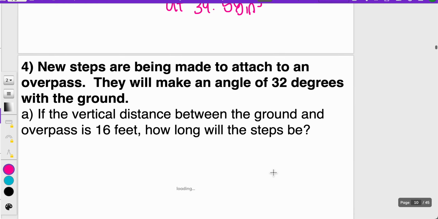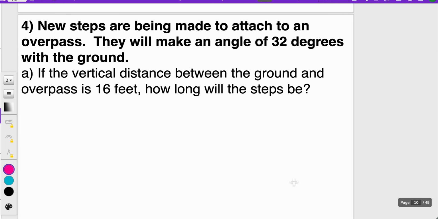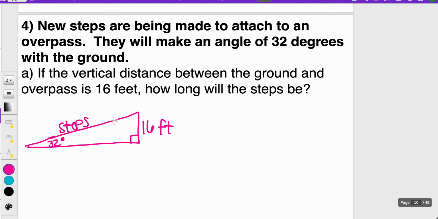Okay. New steps are being made to attach an overpass. They will make an angle of 32 degrees with the ground. If the vertical distance between the ground and overpass is 16 feet, how long will the steps be? So best thing to do is draw a picture. So it says new steps are being made. Here are my steps. And then 32 degrees is that angle. So I'm going to assume the vertical distance between the ground and the overpass is 16 feet. So how long do the steps need to be?